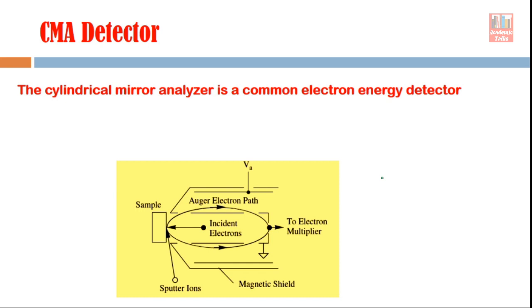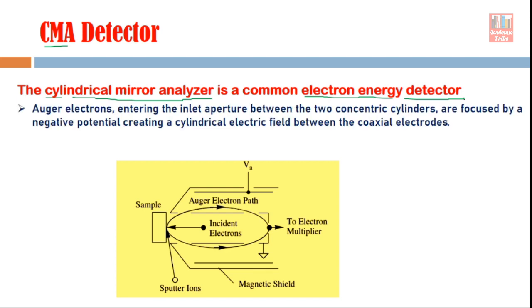Now we will see the functioning of the cylindrical mirror analyzer, CMA. This is the cylindrical mirror analyzer. It is used to analyze and detect the energy. It is a commonly used electron energy detector in Auger electron spectroscopy. Here this is the sample which we are planning to characterize. The incident electrons are coming from this side, interacting with the sample surface, and because of this interaction Auger electrons will be generated. The Auger electrons you can see here are entering into this portion.